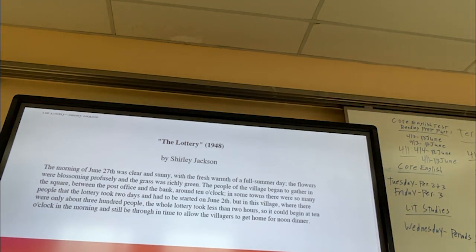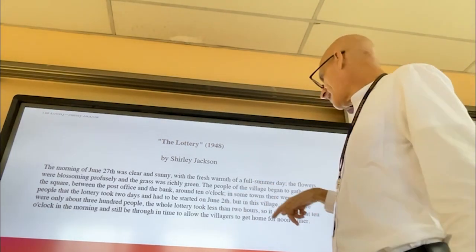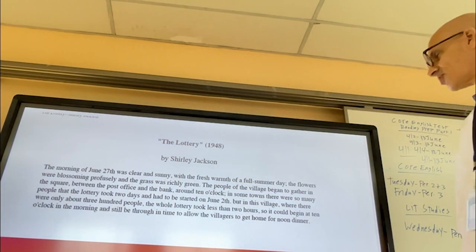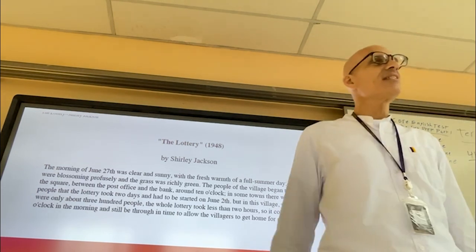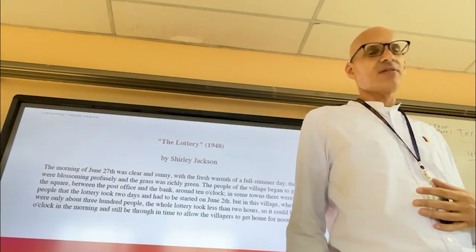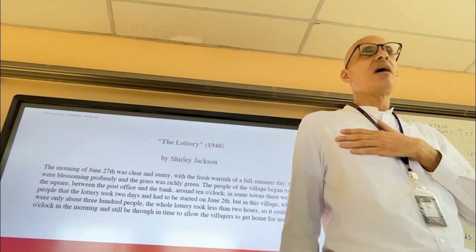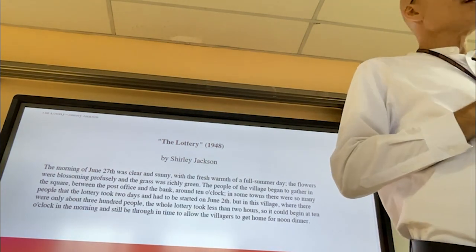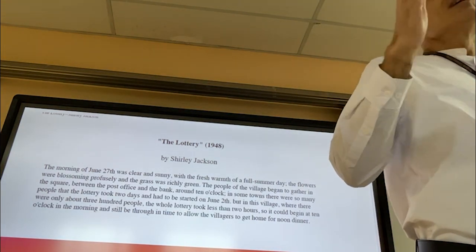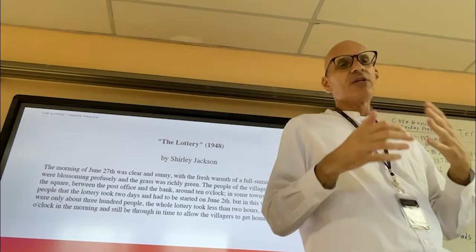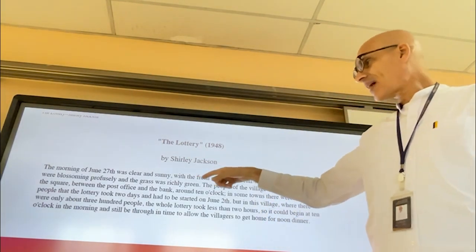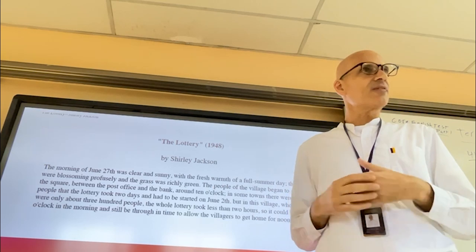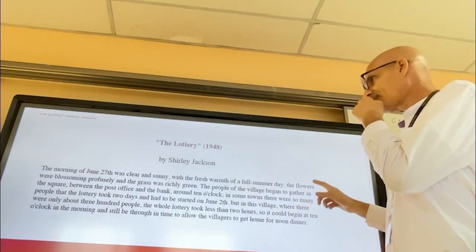Excellent. So the lottery took less than two hours, so it could begin at 10 o'clock in the morning and still be through in time to allow the villagers to get home for noon dinner. That suggests it's something they want to get over and done with. In my mind, that seems a little strange, because with a normal lottery, where you are playing to win money, it's not something you want to get over with, right? Getting something over with is something that you don't enjoy. So the paragraph starts out in a very happy kind of tone, and then near the end, it's like, oh, okay, well, we want to get this over with. All right, so let's see here.